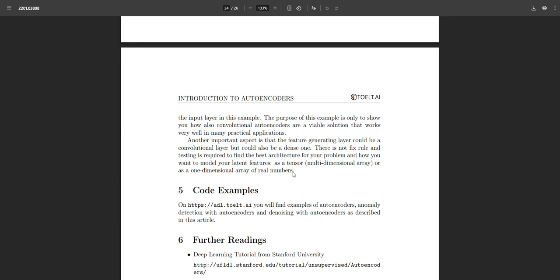The specific choice of architecture, dense or convolutional layers, depends entirely on your specific data and problem.